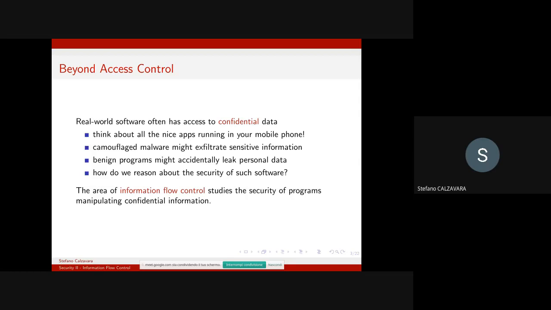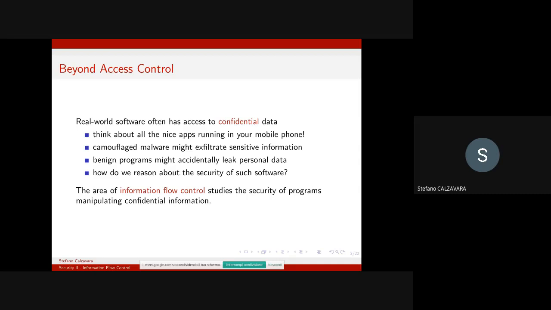But if you think carefully, when we work with real-world software, that software typically has access to confidential data. For instance, think about all the applications you run on your mobile phone. These kinds of applications typically have access to a bunch of sensitive information. For instance, the GPS, so your position, the IMEI, which is a unique identifier of your phone, and a bunch of other things. And of course, we control what the application can access by using permissions, right?